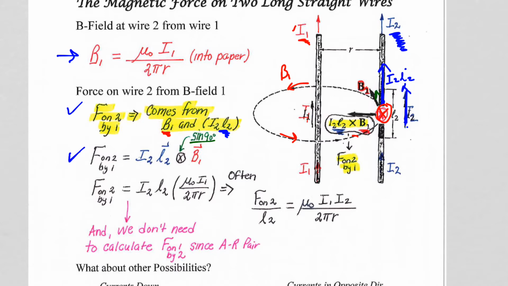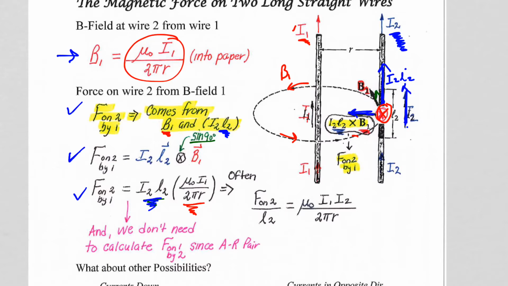And what we get is I2 L2, and we get our result, mu naught I1 on 2 pi r for B1, sine of 90 degrees is 1. So here we have the force on wire 2, and we know it goes to the left when we do our cross product, IL cross B.